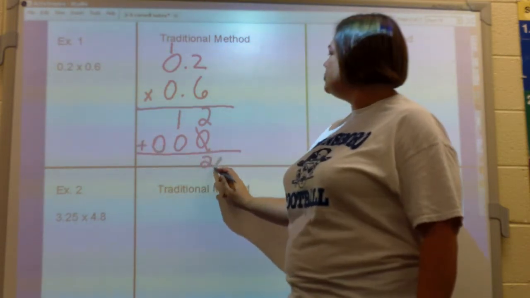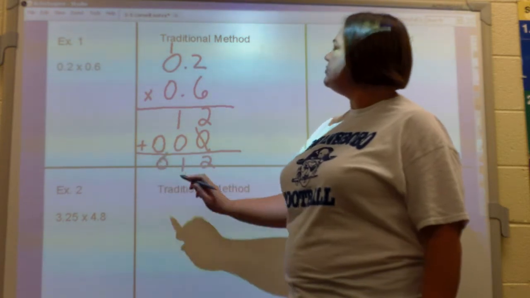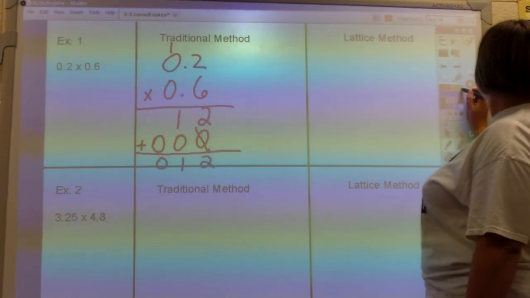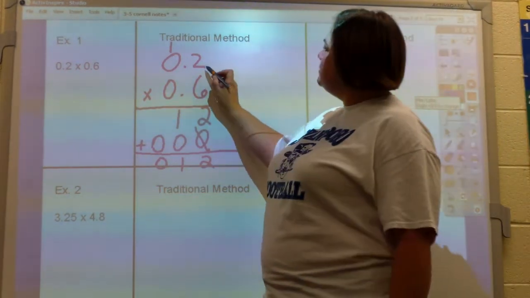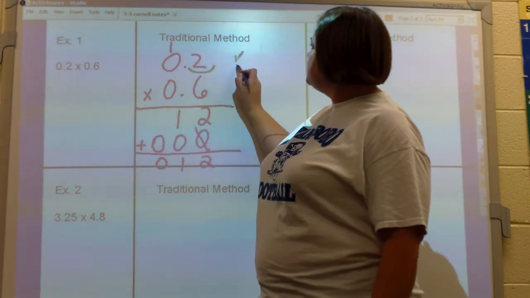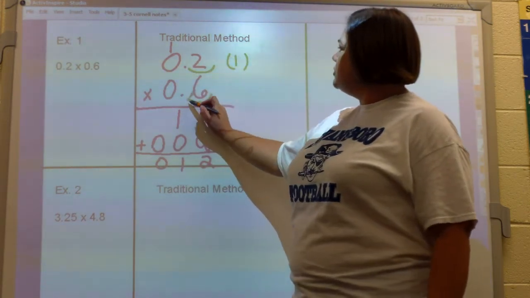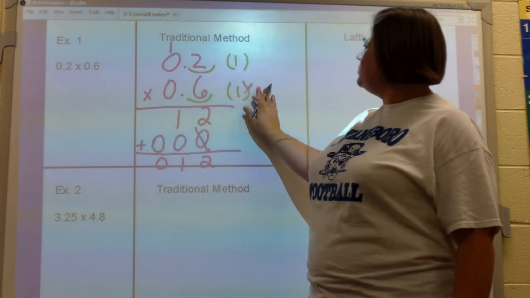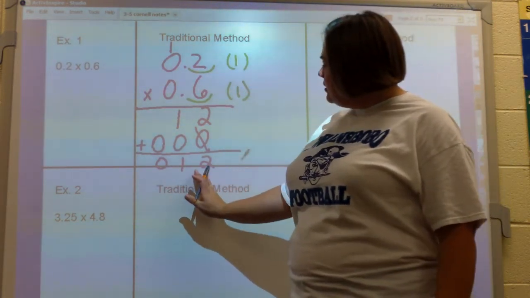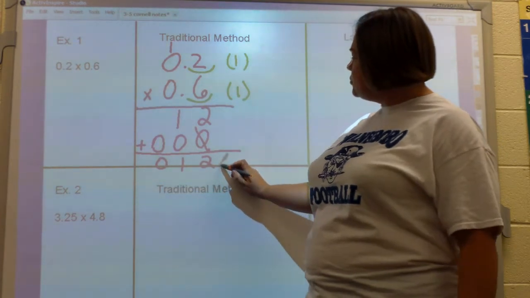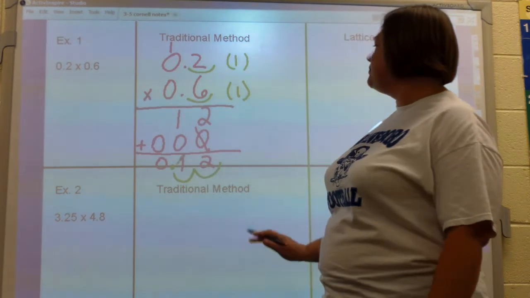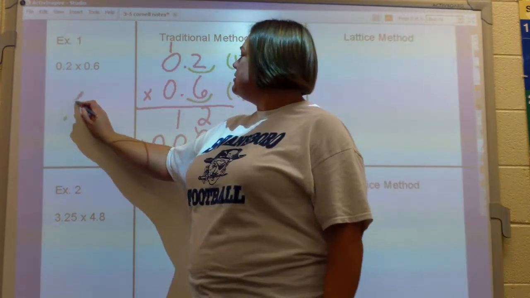Adding 2, 1, 0. So now I'm going to count how many places over my decimal is in my problem, because I have my final answer here. I have one space here, one space over here. So 1 plus the 1 would be 2 spaces over from the right going left in my answer. So I start here and I move once, twice, put my decimal there. So my answer would be 0.12.